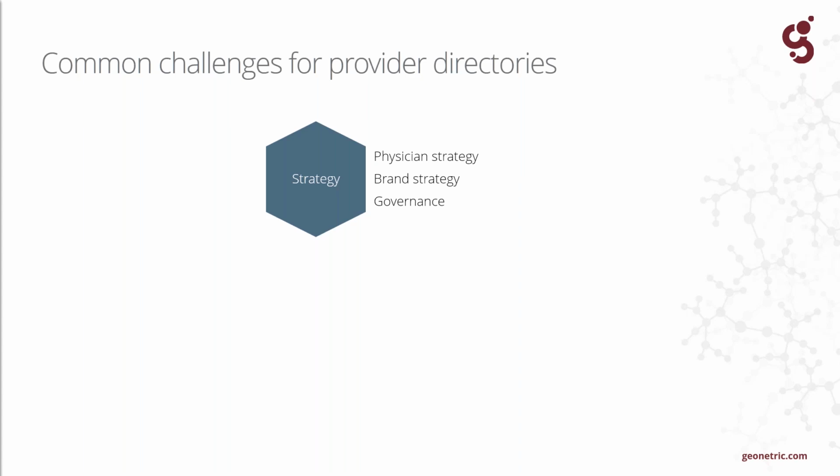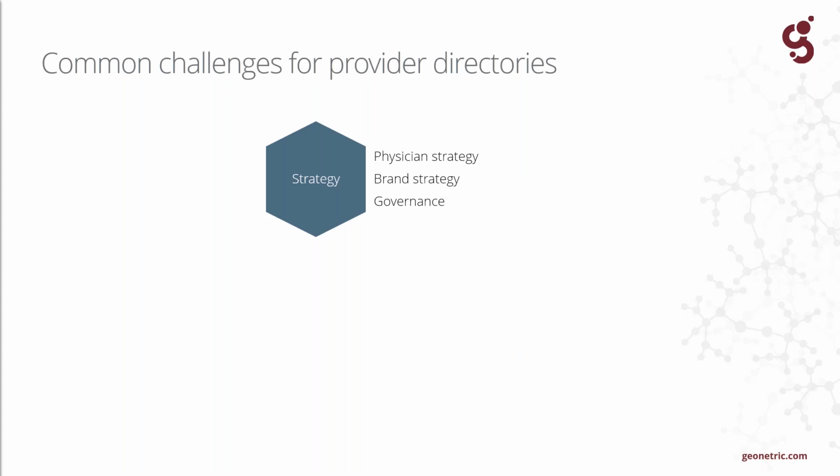How are you going to handle and prioritize different kinds of physicians, whether they are employed, community, or referring physicians? What does that strategy look like? It has implications for how things come together into that web experience. Understanding the brand strategy that goes along with that: are we going to promote this clinic or that clinic, this sub-brand or that sub-brand differently? How are we going to communicate all of those brand aspects through the provider directory?